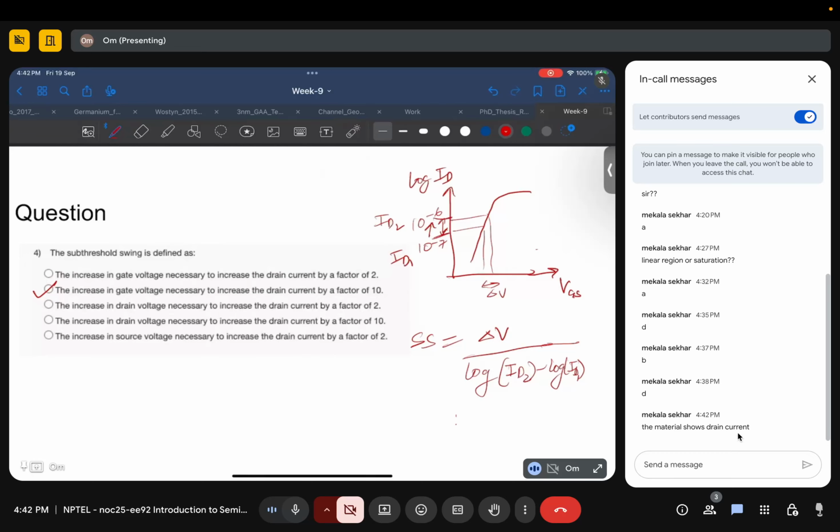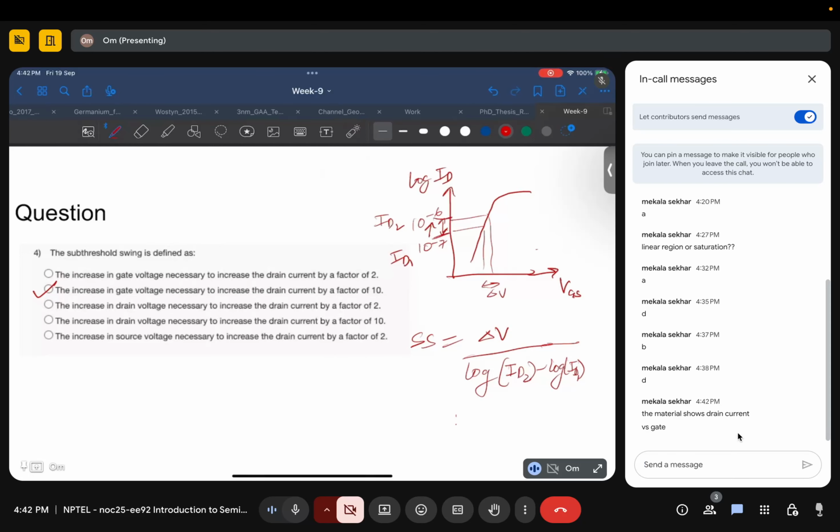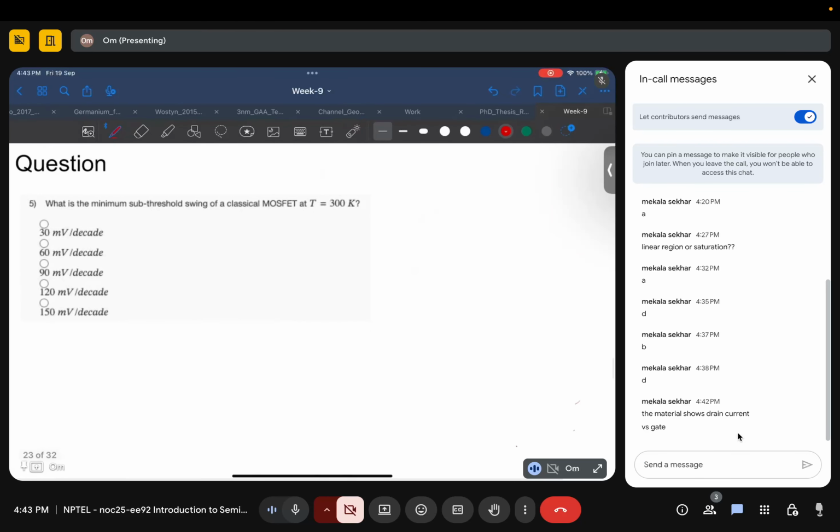The material shows drain current. What do you mean? Yeah, so this is gate voltage. This is drain current. Okay, next question.